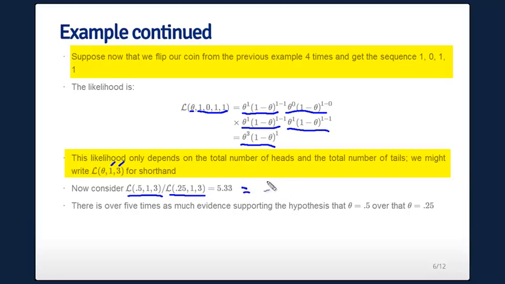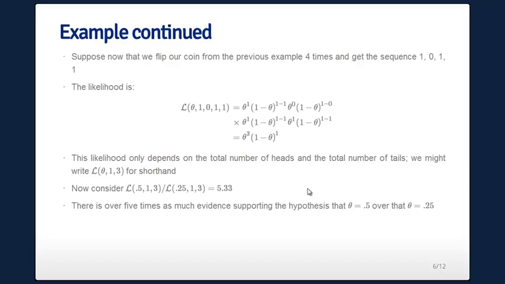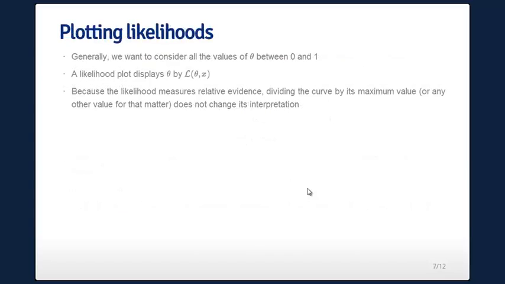Okay. So now our likelihood for 0.5, comparing our likelihood to 0.25, right? Comparing a fair coin to an unfair coin in a specific way, is 0.5 cubed, 1 minus 0.5, divided by 0.25 cubed, 1 minus 0.25, right? And that works out to be about 5.33. So now we can interpret this as there's over 5 times as much evidence supporting the hypothesis that theta equals 0.5 over the hypothesis that theta equals 0.25. So that's how you do likelihood style analysis. It gets much harder as the models get more complicated. But this gives you an idea of what's going on.